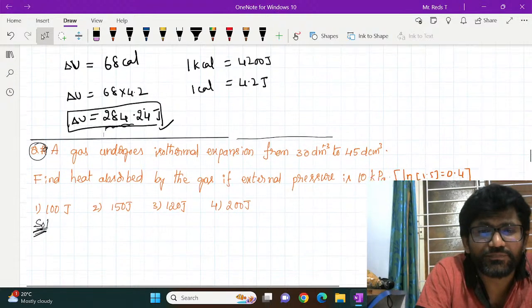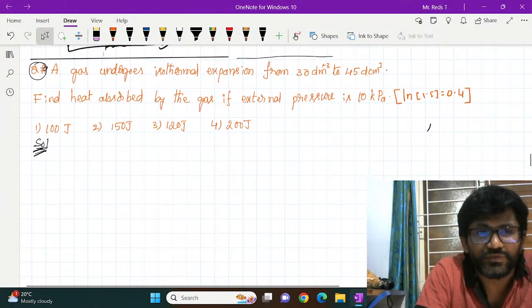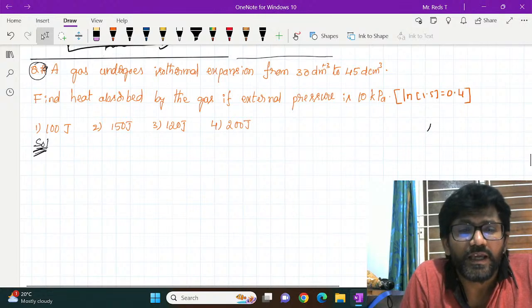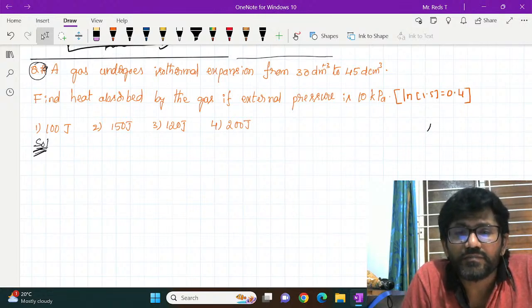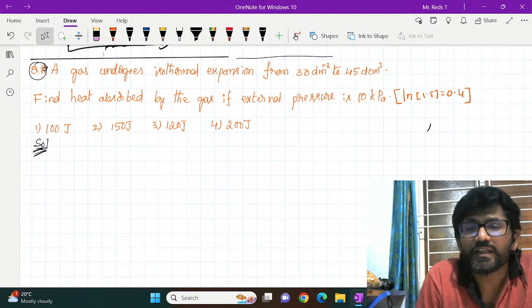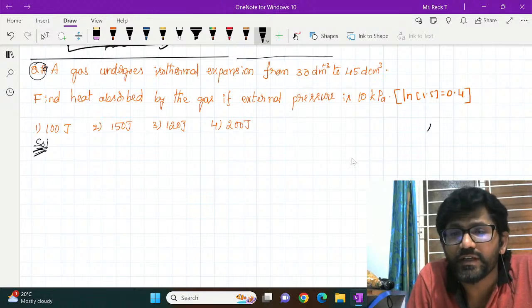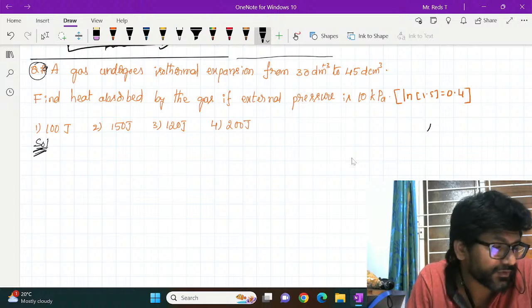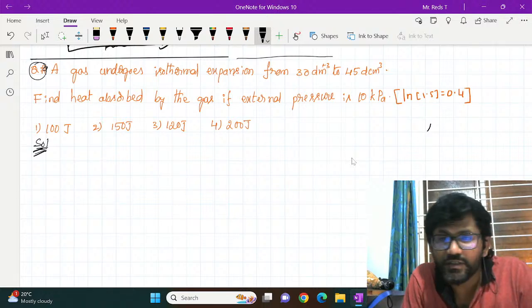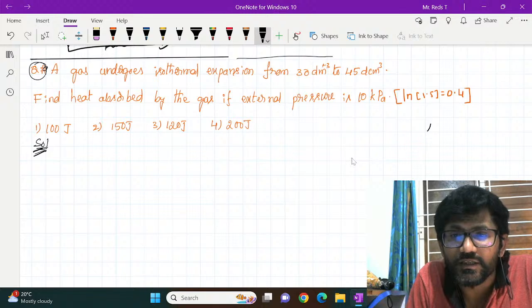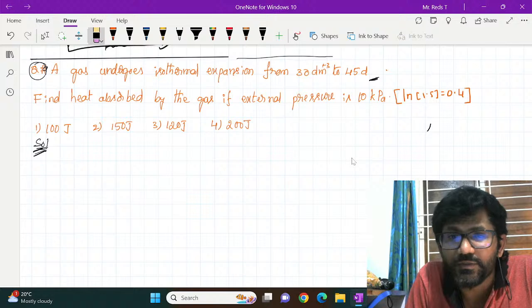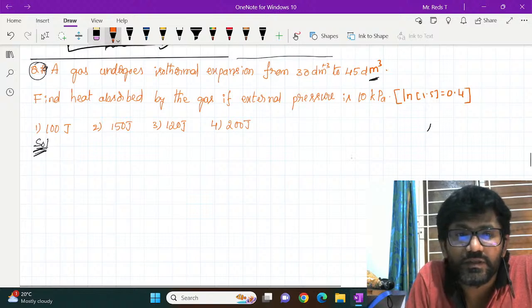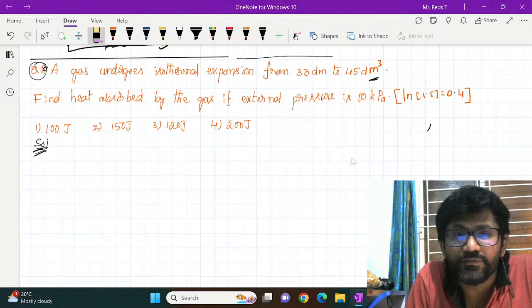Next question is this one. The question is, a gas undergoes isothermal expansion from 30 dm cube to 45 centimeter cube. Let me check once. Sorry, not centimeter cube, dm cube only. Just let me change this part. This is dm cube only. Yes, dm cube means decimeter cube. It is a decimeter cube.